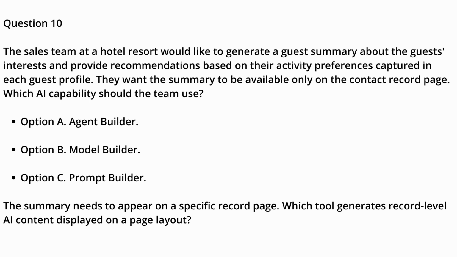Question 10. The sales team at a hotel resort would like to generate a guest summary about the guest's interests and provide recommendations based on their activity preferences captured in each guest profile. They want the summary to be available only on the contact record page. Which AI capability should the team use? Option A, Agent Builder. Option B, Model Builder. Option C, Prompt Builder. The summary needs to appear on a specific record page. Which tool generates record-level AI content displayed on a page layout?